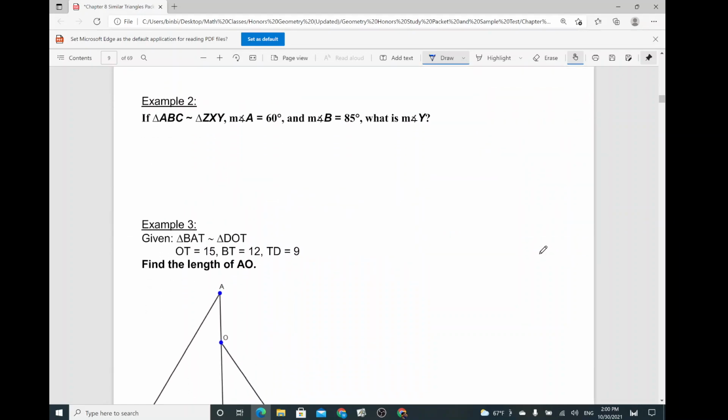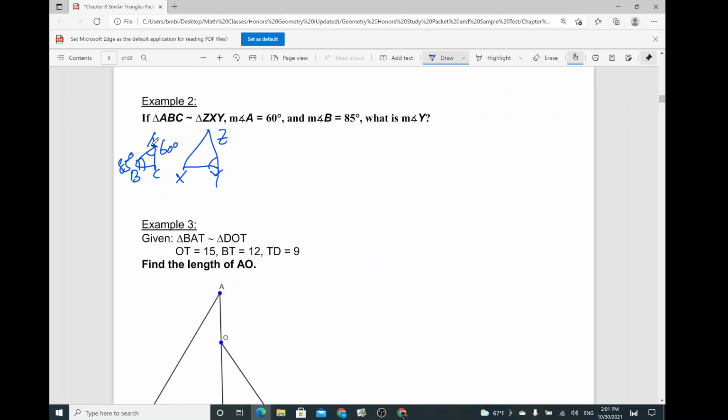Okay, so here's another example. Triangle ABC is similar to triangle XYZ. So one is smaller, the other one is bigger. The measure of angle A is 60 degrees. The measure of angle B is 85 degrees. So what's the measure of angle Y?